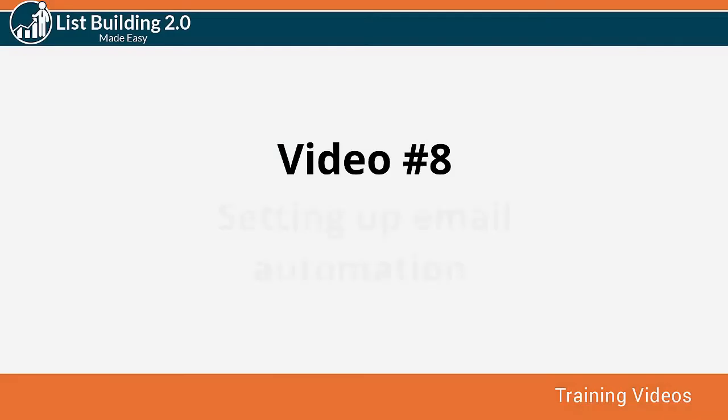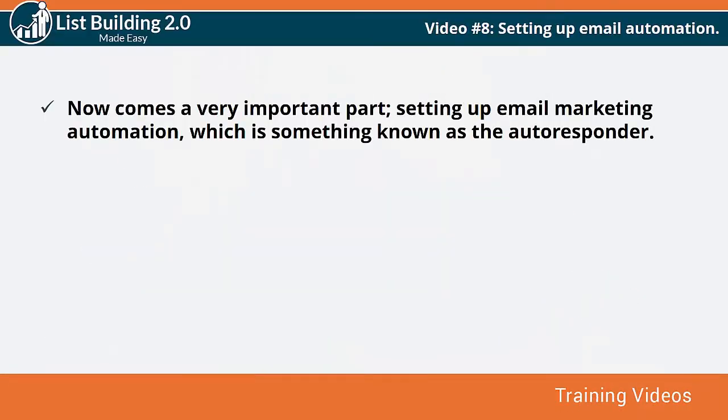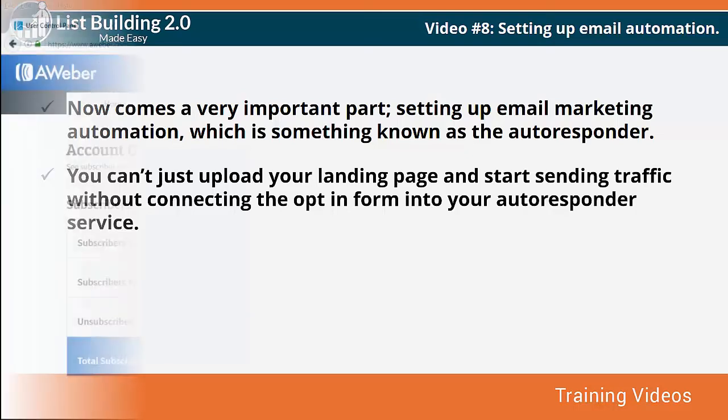Video number 8, Setting Up Email Automation. Now comes a very important part, setting up email marketing automation, which is something known as the autoresponder. You can't just upload your landing page and start sending traffic without connecting the opt-in form into your autoresponder service.